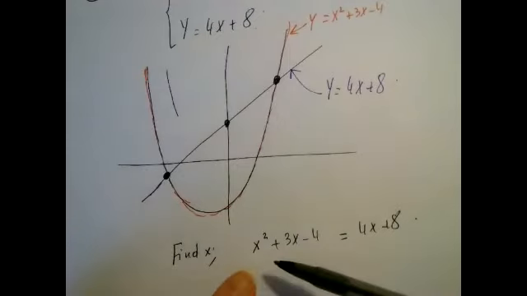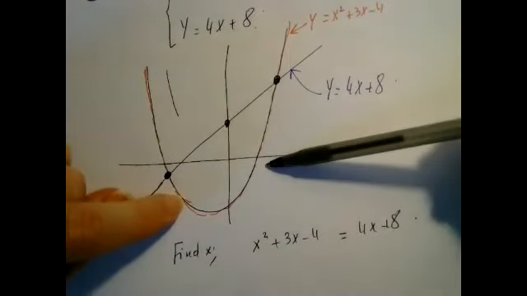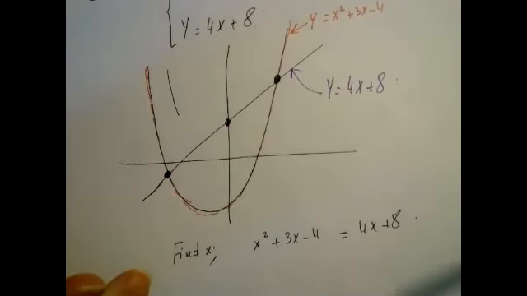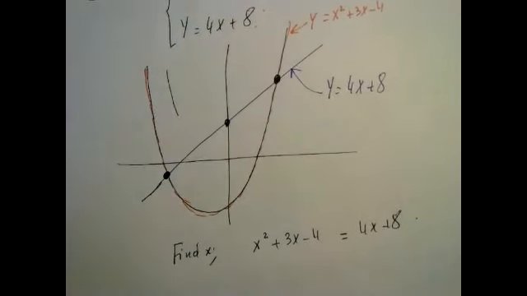So that's really the idea. Which x will make the y from the parabola equal to the y from the line? That's how we find the intersection point. Okay, so we're going to do it very quickly and then finalize it.